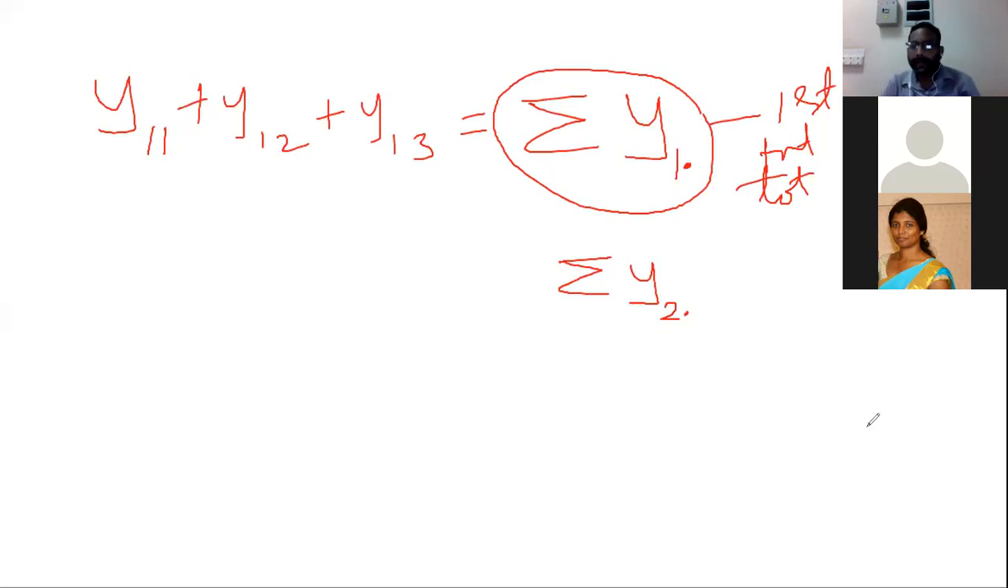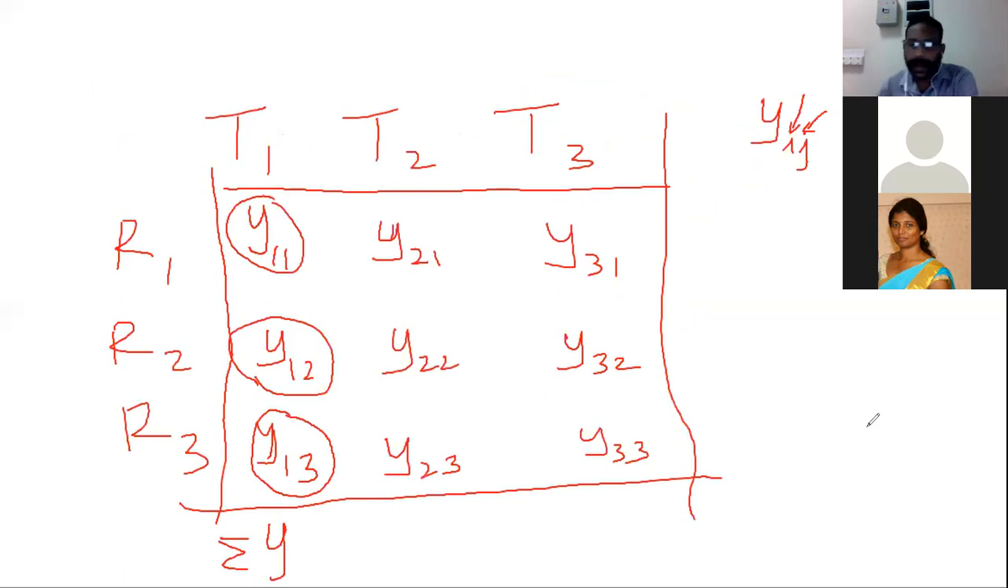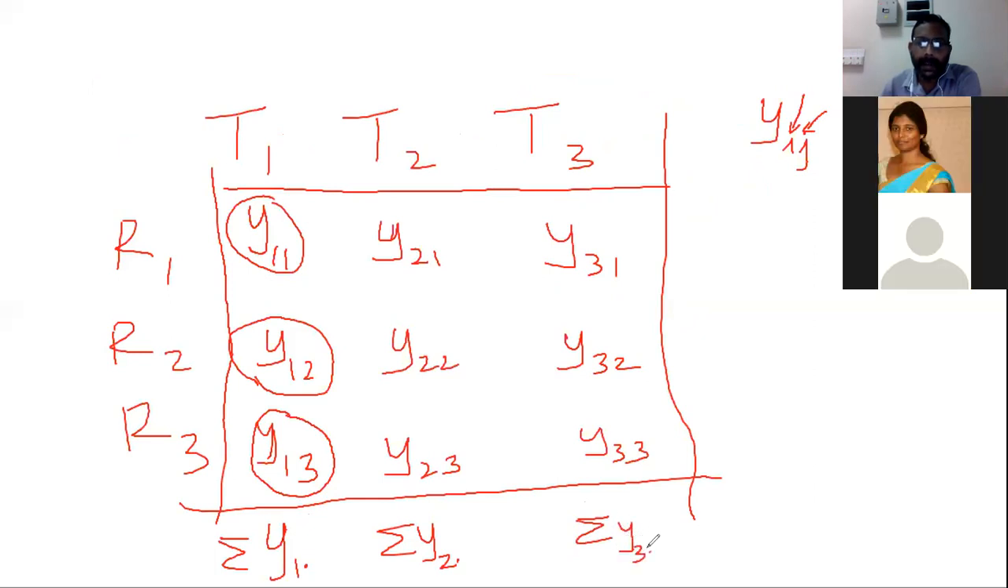All right. I'm going to change the page. Write down first treatment total. So this is summation y1 dot. Now, can you write all this? Tell me how I can write this y1 dot. What about this one, summation y2 dot. This is summation y3 dot. Similarly, tell us how I can write this.